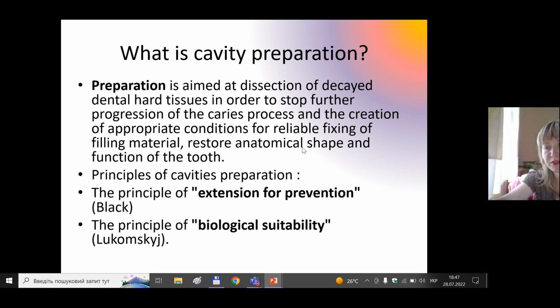And we have such principles of cavity preparation. The first principle goes about extension for prevention. It was suggested by Black. So, Black principle of cavity preparation is extension for prevention. And one more principle that is called biological suitability. It was developed by Lukomsky. It is totally opposite to the principle of Black.